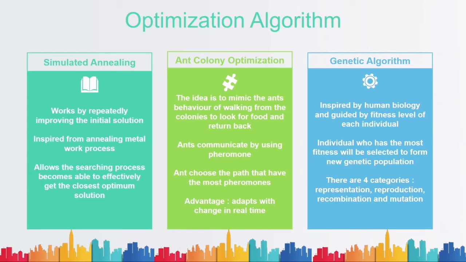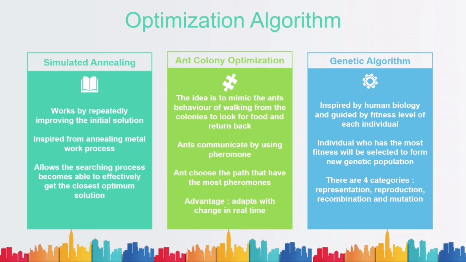The concept of simulated annealing is inspired by the annealing metal work process, which involves heating and cooling material to alter the structure. It is set with a high initial temperature and lets the temperature slowly go down as the algorithm runs until a suitable temperature is reached, which means the end of the search. This incremental cooling process allows the search to effectively get the closest optimum solution.